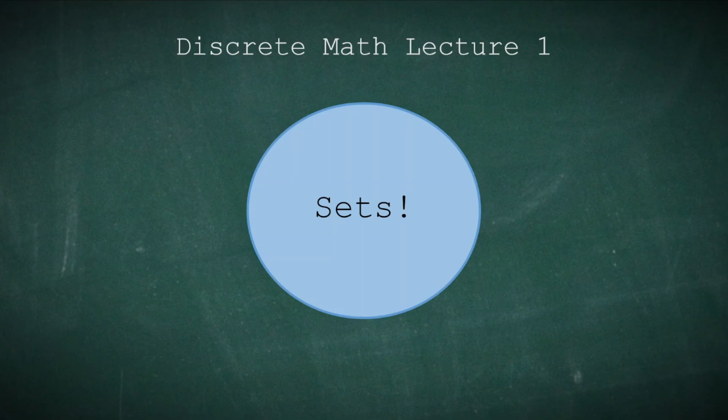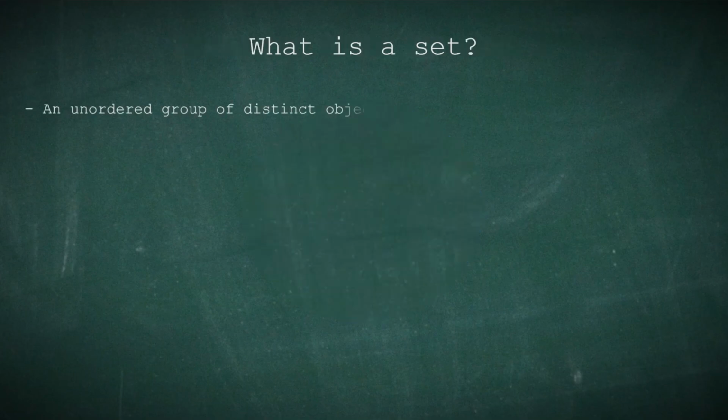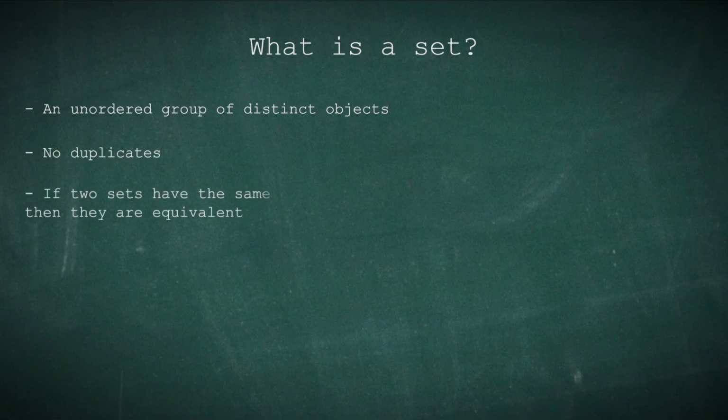The first topic that you should know in discrete math is set theory. What is a set? A set is an unordered group of distinct objects. There are no duplicates, and if two sets have the same elements, then they are equivalent, even if those elements appear in a different order.